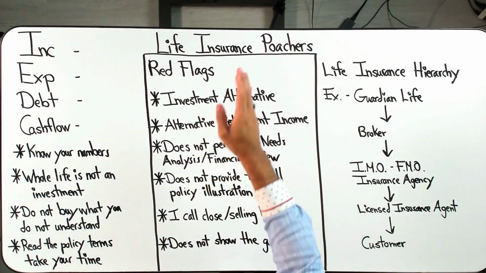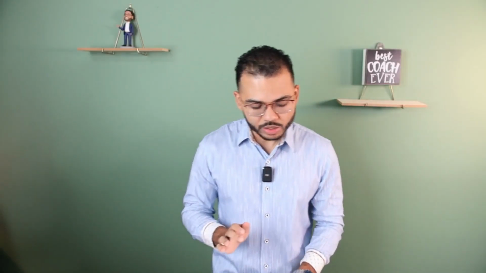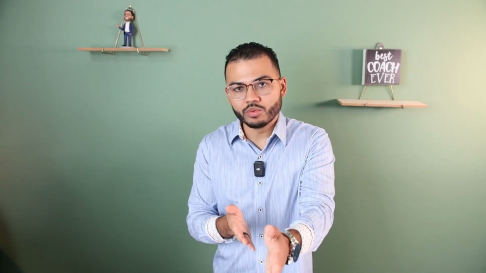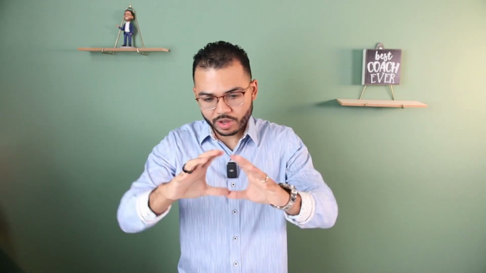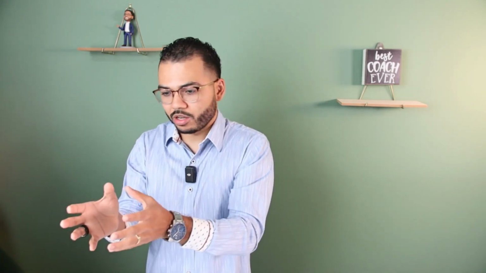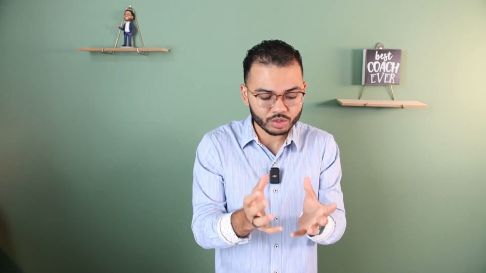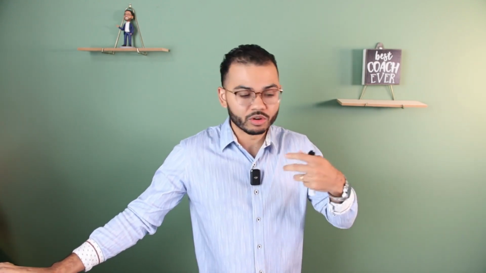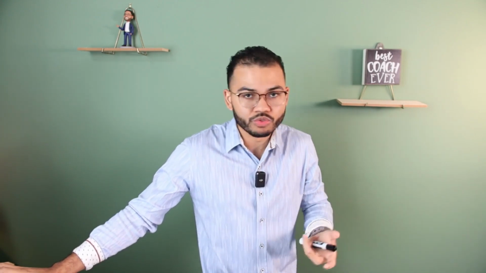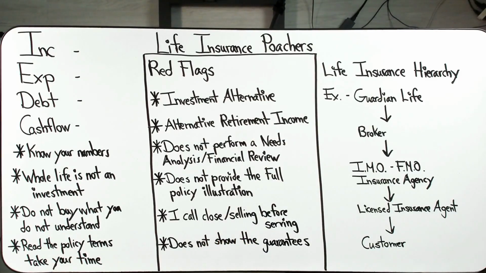What do you mean? If the poacher, the life insurance agent, does not perform a needs analysis, some sort of a financial review, if they go straight into policy without understanding who you are as a person, without getting your financial information, without understanding your financial situation, without getting full context, without asking lots and lots of questions, that's a problem. That's a red flag. So if they don't perform a needs analysis, or a financial analysis, a financial review, a deep dive, some sort of process, they don't have that, not it.